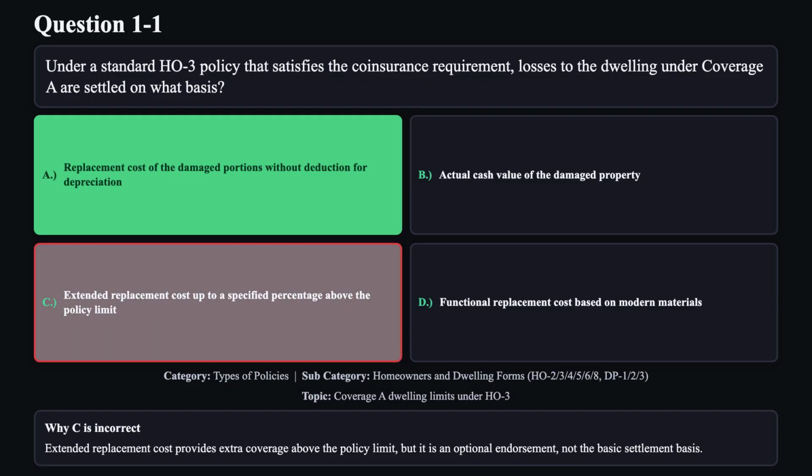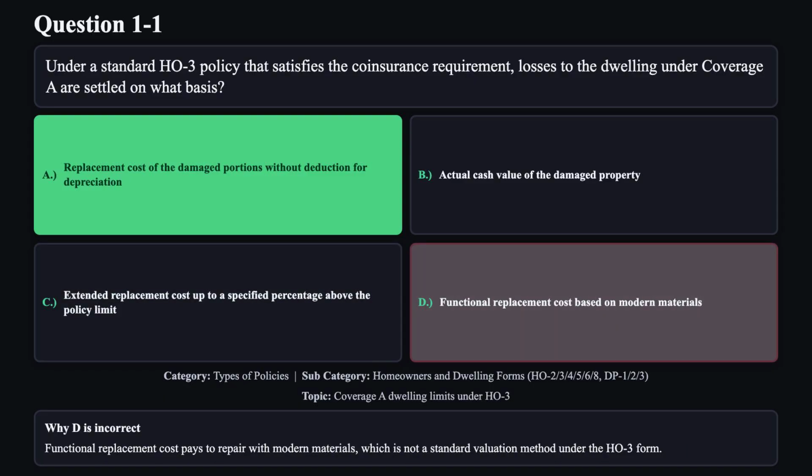Reason C is not correct. Extended replacement cost provides extra coverage above the policy limit, but it is an optional endorsement, not the basic settlement basis. Reason D is not correct. Functional replacement cost pays to repair with modern materials, which is not a standard valuation method under the H03 form.